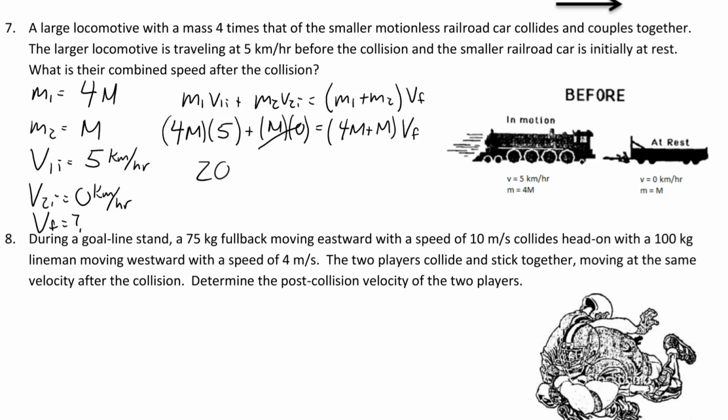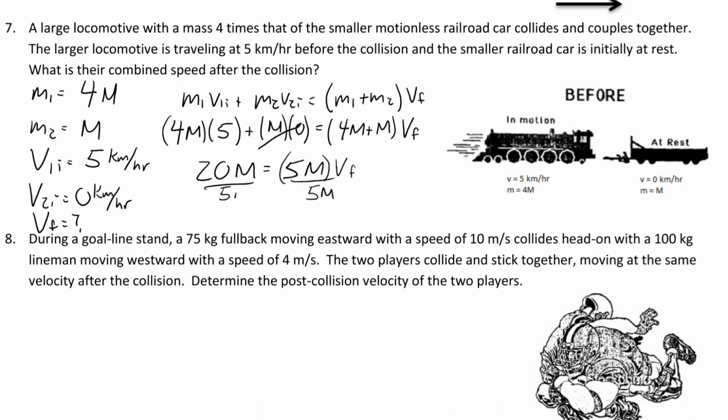So this would be 20m is equal to, and these two terms are like terms. So you have a 4m plus another 1m. So you could combine those. That's a 5m times vf. So now we want to get vf by itself. That's the goal. So we want to divide both sides by 5m.